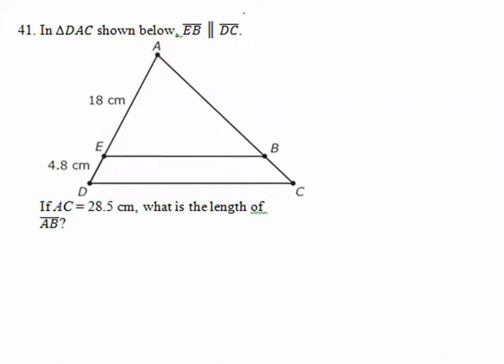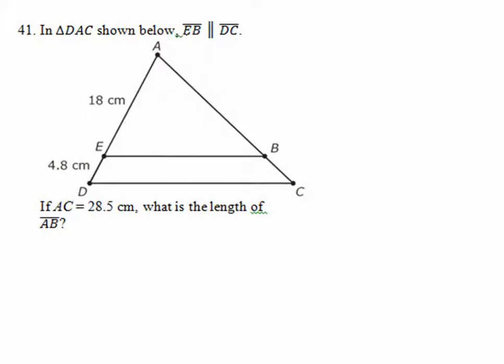Okay, so here's the last 10 problems, 41 through 50. So in triangle DAC shown below, EB is parallel to DC. If AC equals 28.5, what is the length of AB?